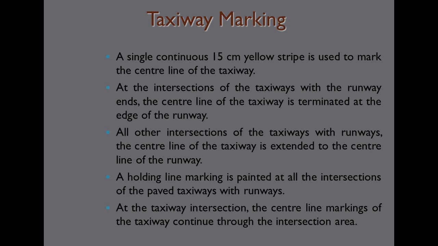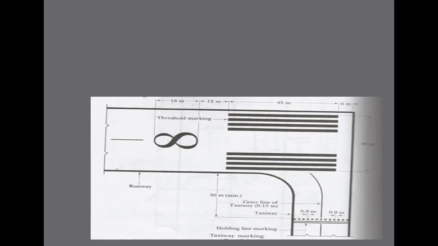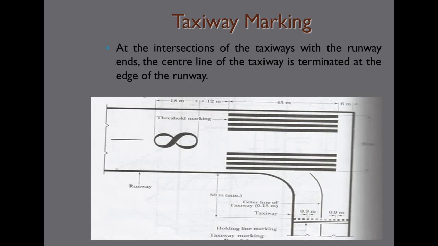A holding line marking is painted at all the intersections of the paved taxiways with the runways. At the taxiway intersection, the center line markings of the taxiway continue through the intersection area. So we can see taxiway marking here.